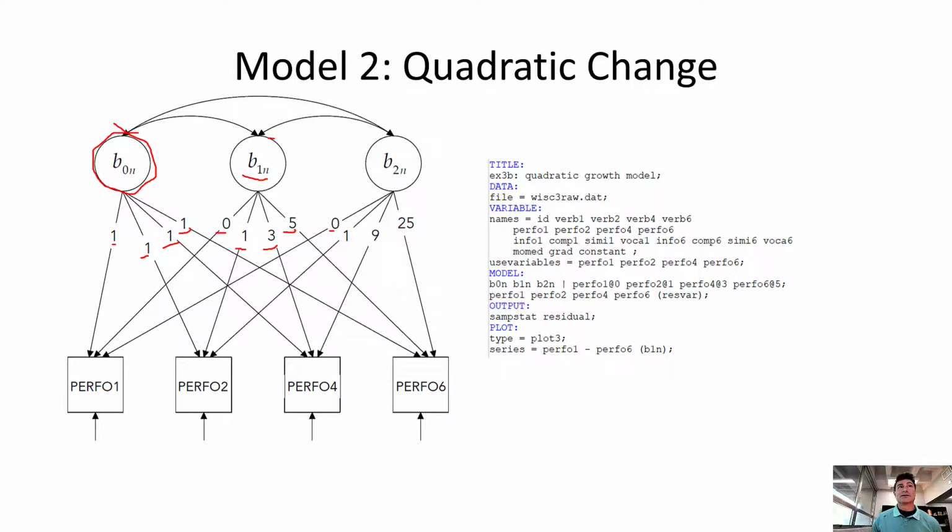So 0 squared is 0, 1 squared is 1, 3 squared is 9, and 5 squared is 25. So that's how I get these scores here. And this is going to create that quadratic change in the model.